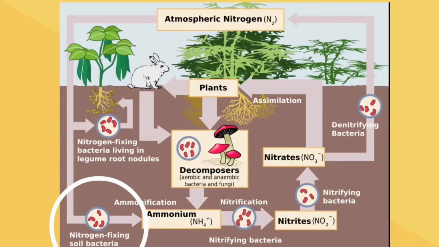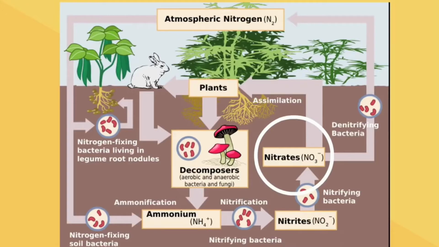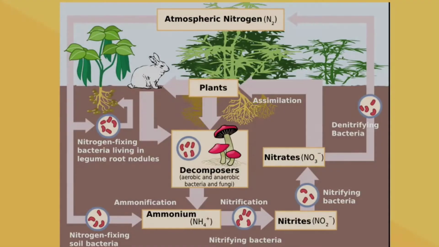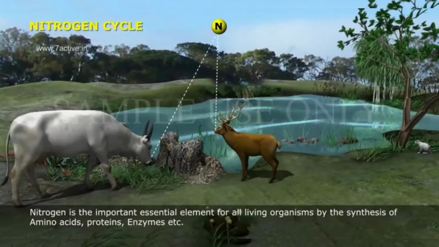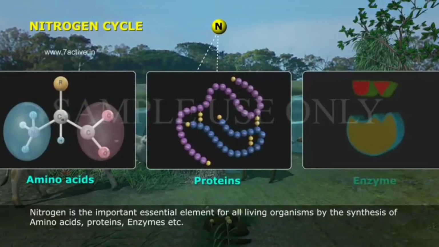Atmospheric nitrogen is converted to nitrates directly by lightning and assimilated by plants. Decomposers break down protein and amino acids of dead and decaying organic matter and waste products. Denitrifying bacteria convert ammonia and nitrate to nitrogen and nitrous oxide by the process of denitrification. In this way, nitrogen is released back into the atmosphere. Nitrogen is an essential element for all living organisms for the synthesis of amino acids, proteins, enzymes, etc.